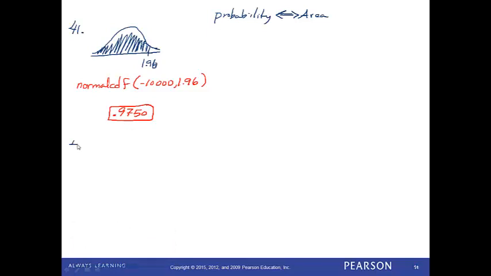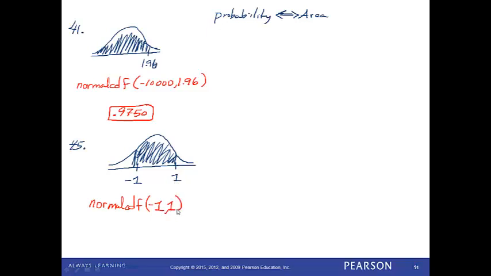Alright, number 45. Again, I have a bell shape. This time it's a between, just like before. I'm still looking for probability, but that means the same as area. So I have negative 1, and I have 1. It's shaded in the middle. And we're going to go ahead and get into our normal CDF command. So normal CDF. This time the lower limit's negative 1, and the upper limit is positive 1. And you should get an answer of 0.6827 or 0.6826.